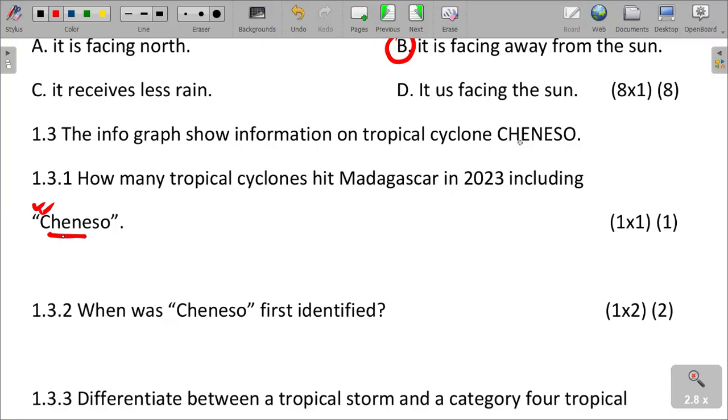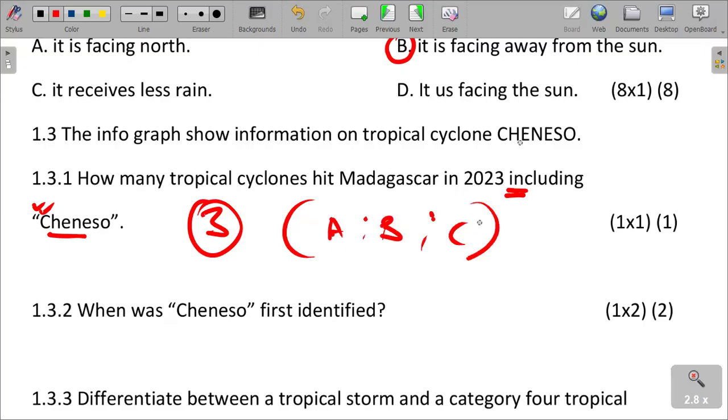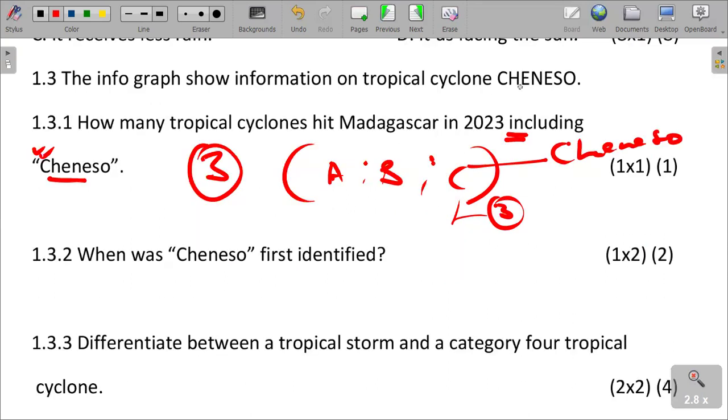If we look at the first letter of the name of this cyclone, C, the question says including Cheneso. So we should understand that there are three of them. We have A, we have B, we have C. The cyclone is Cheneso, which is number 3 in the alphabet. Therefore, including it, we have three cyclones that have hit Madagascar.